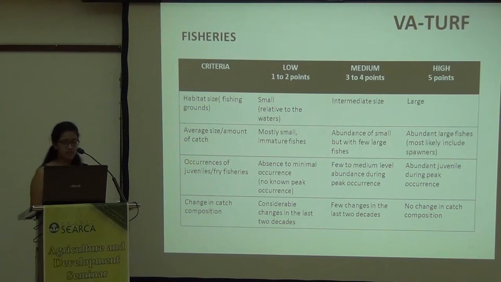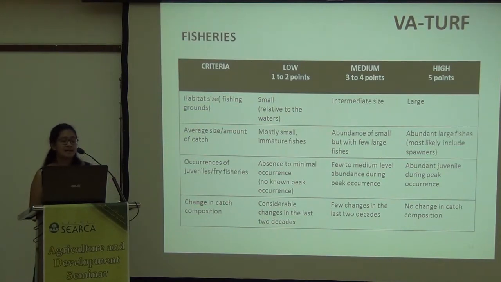So for the fisheries, we consider habitat extent or the fishing grounds, such that the larger your fishing grounds are, the better. Extensive habitats can harbor several target reef fishes, and it also reflects higher coral species richness or high habitat complexity. Larger habitats can serve as a refugia for juveniles and adults that are coral dependent.